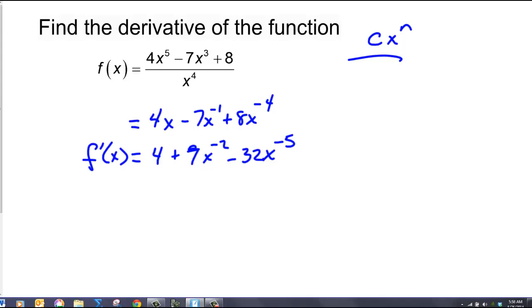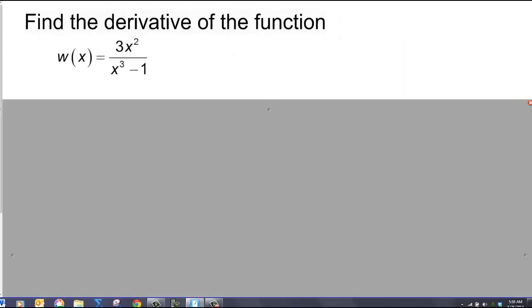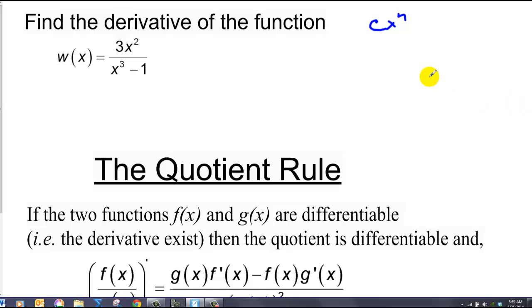Now, in our next problem, we're asked to find the derivative of another fraction. But in this case, I don't have a singular term in the denominator, so I can't get this in some cx to the n form, which means we're going to need another method of finding the derivative. And that method's called the quotient rule.